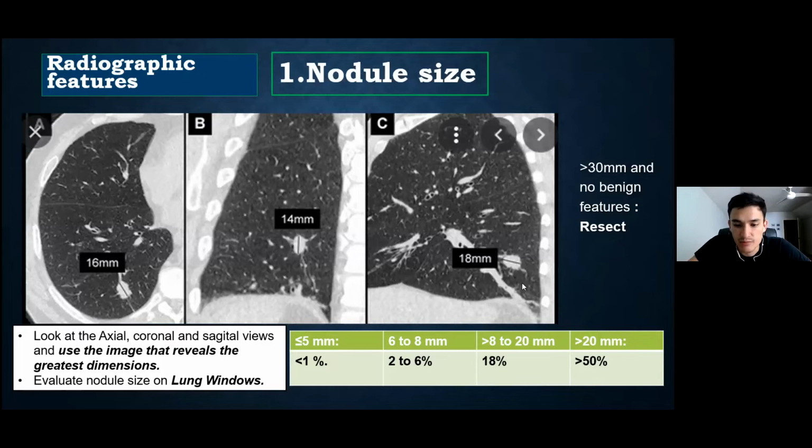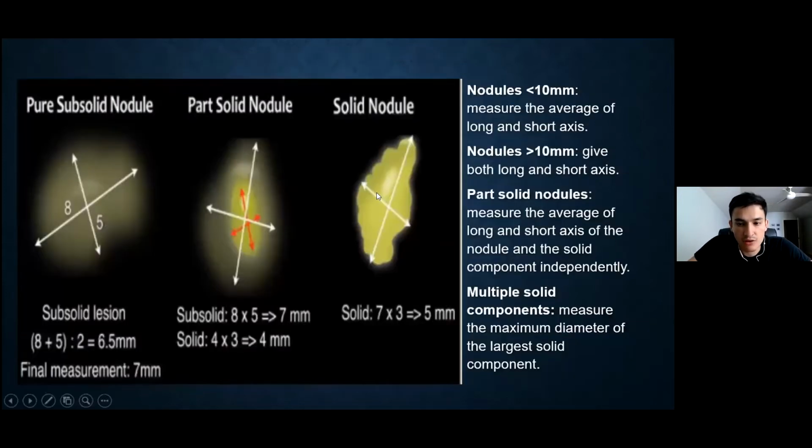And in the green table below the image, we can see that the risk of malignancy is higher as the nodule gets bigger. And a nodule that is more than 3 centimeters is not a nodule, it's actually a mass, and it is resected because it's considered malignant unless proven otherwise. How do we measure the nodule?